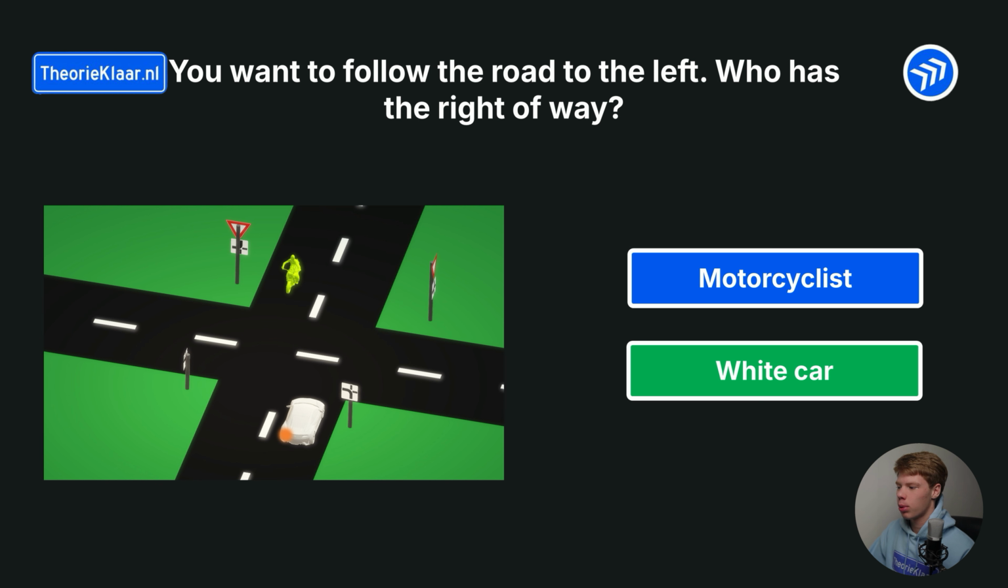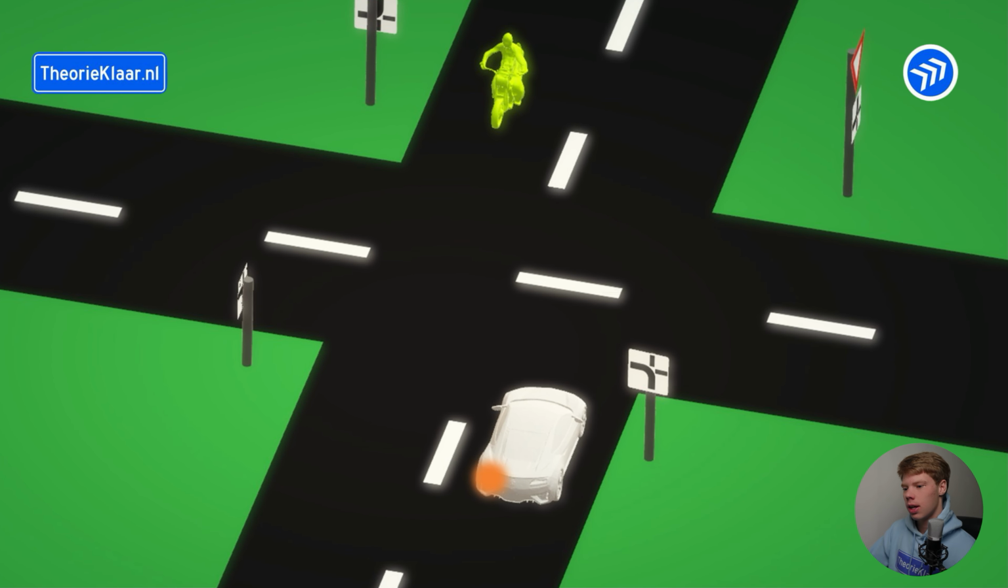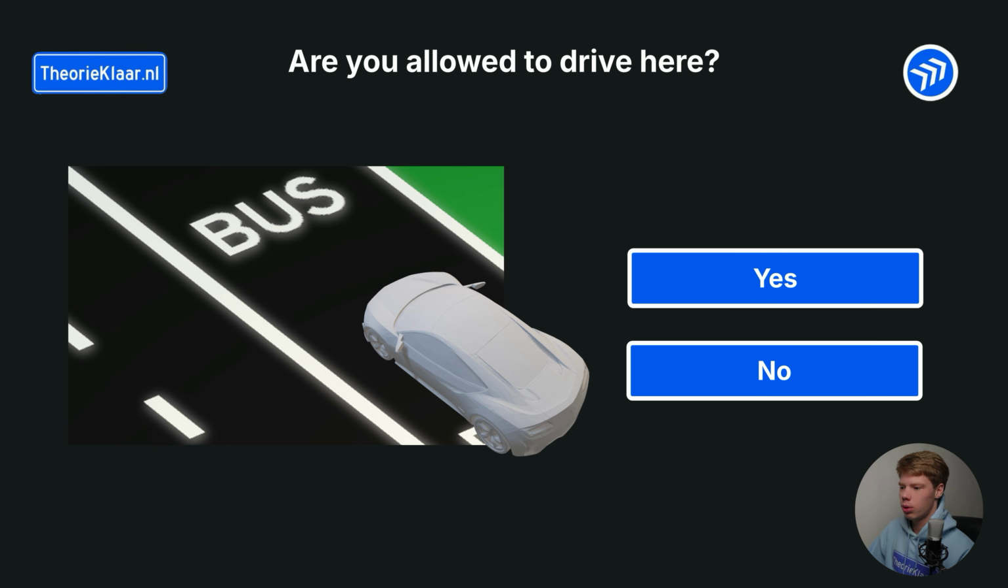So should you give priority to the motorcycle in this situation? No. You have the right of way here because you are on a priority curve. When you take a look at the sign, you can see a thick line and the thick line goes before the thin line.